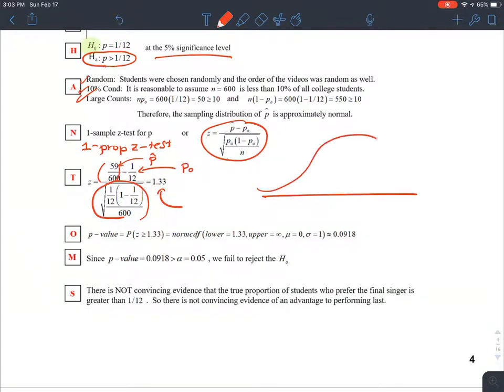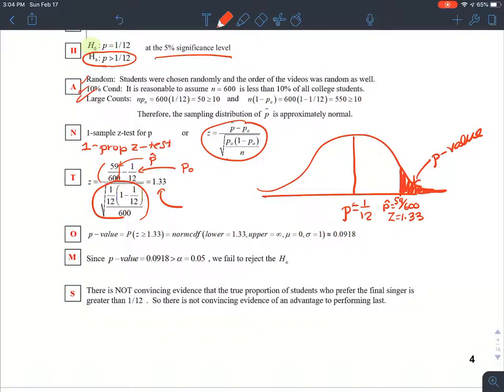Okay, so I don't have a curve on here, which I should have drawn. Down the middle would be what we're assuming is the true proportion that would prefer the last singer. That's 1/12. And then my 1.33, we'll say that's about right here. This is my z-score of 1.33, which would represent my sample proportion of 59/600. The alternative was everything greater, so this is what I'm looking for, getting that area right there. So the p-value represents the probability of getting a sample proportion of this value or greater.